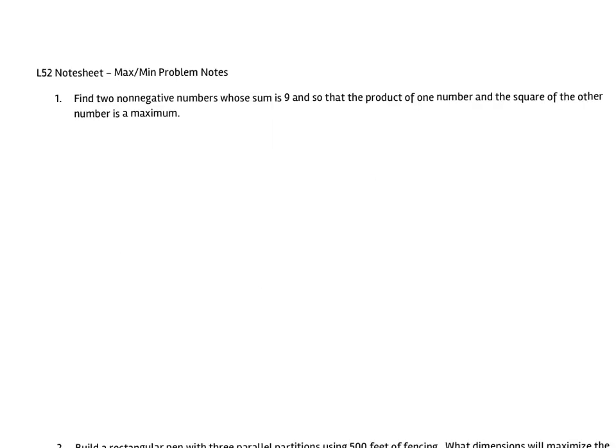All right, so our first example says this. Find two non-negative numbers whose sum is 9. So the product of one number and the square of the other number is a maximum. In doing this problem, what we need to do is define what our variables are going to be first. So we have two non-negative numbers. I'm going to call one of them x and one of them y. We know that the sum is 9. Therefore, x plus y is equal to 9.